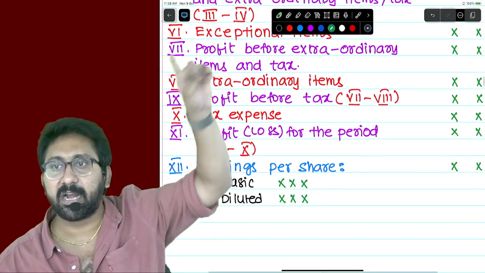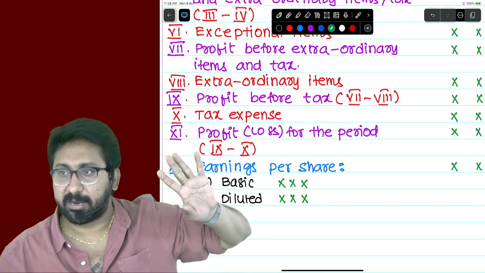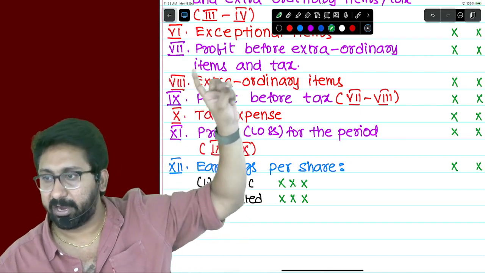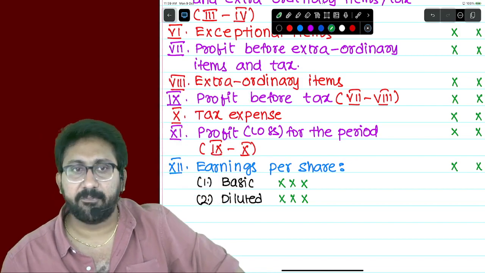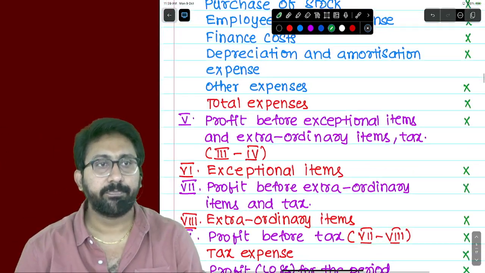The accounts faculty will again take care of this in the final accounts chapter, that's why I am not going deep into it. Extraordinary items you will add or deduct. After that, what will you get? Profit before tax. Tell me the format now.